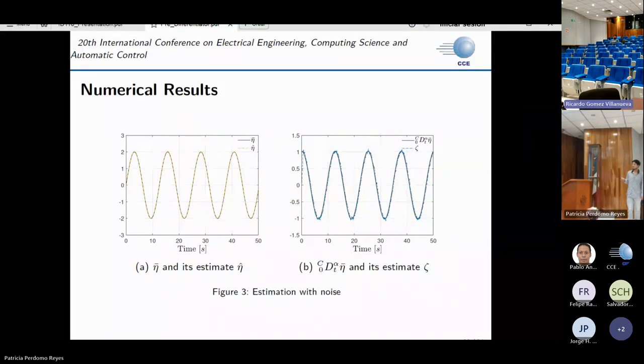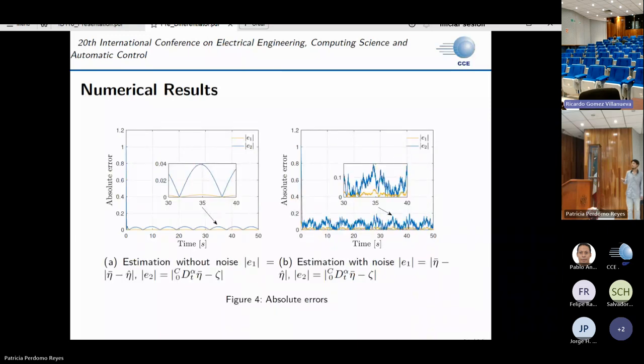In the noisy case, we can see that it converges again in a really short time, for example, between 0 and 1 second. And in the noisy case, we can reduce the effect in the signal which is corrupted with the noise. We have in these graphics the absolute errors in both cases.